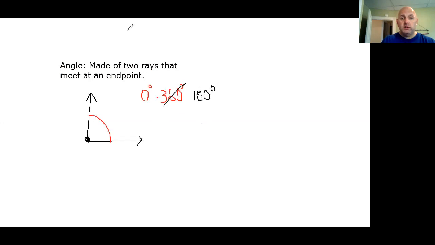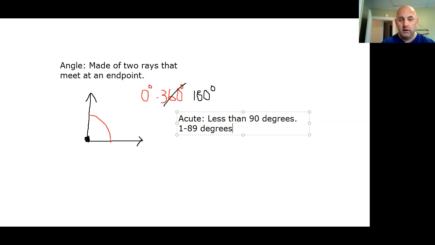Okay, so when we look at the types of angles, there are 3 types of angles. We have an acute angle, which is less than 90 degrees. So essentially that goes from 1 degree up to 89 degrees. Second type of angle is a very specific angle. That's called a right angle. A right angle is exactly 90 degrees.